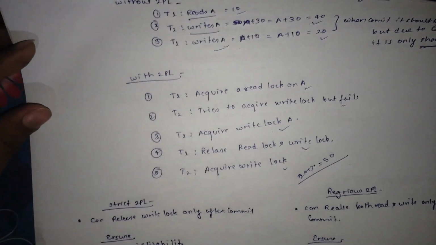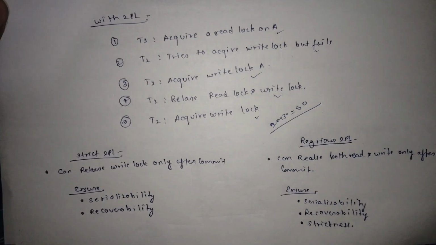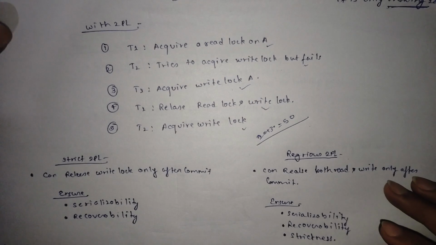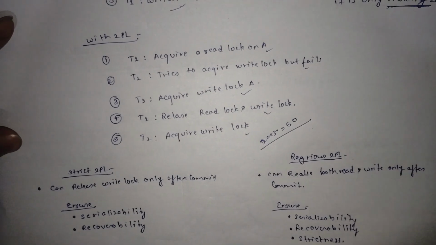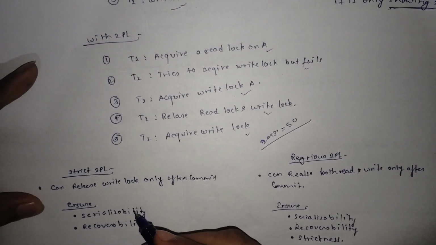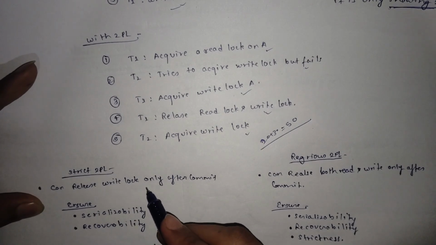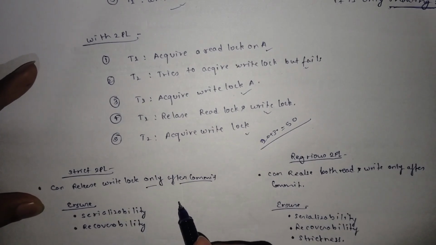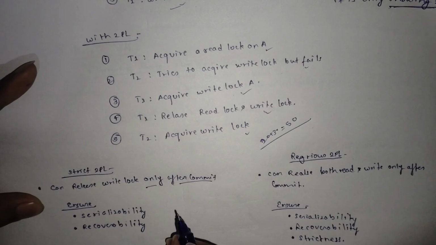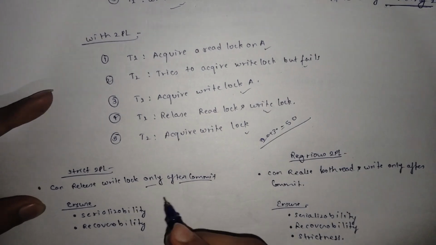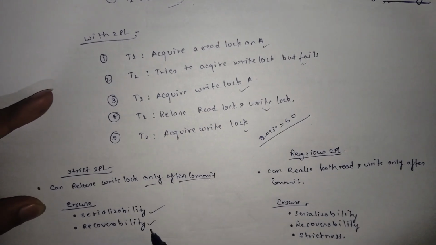Now, talking about the two types of 2PL, we will discuss strict 2PL and rigorous 2PL. Strict 2PL is a stricter version of 2PL where we can release the write lock only after commit. Before commit we can release only the read lock; after commit we can release the write lock. It ensures serializability and recoverability.